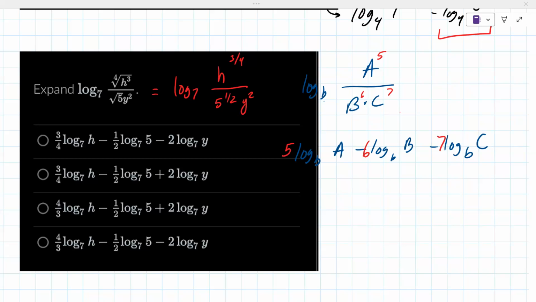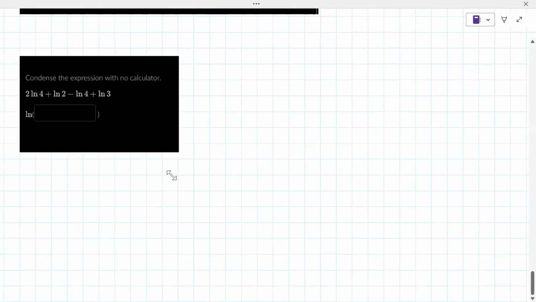Would it be the first option? Take a look here. Looks pretty good. Yep. Go with that one. Okay. Ready to move on here to number 7? Yes.